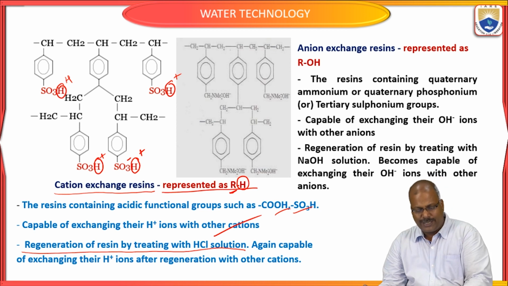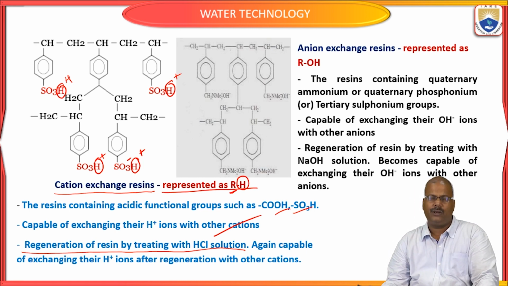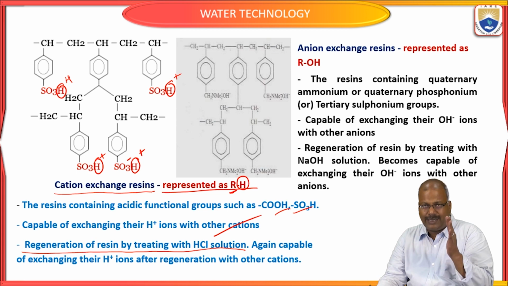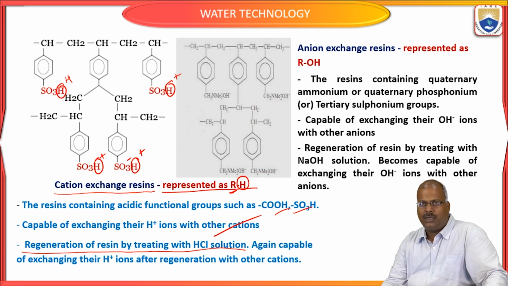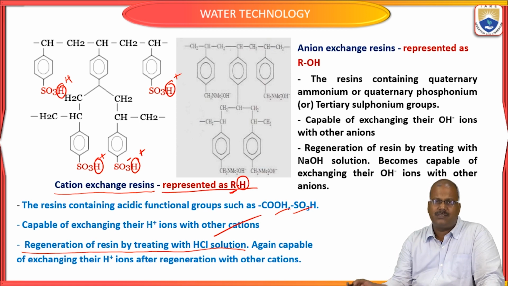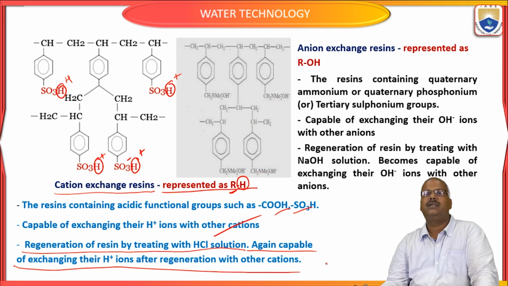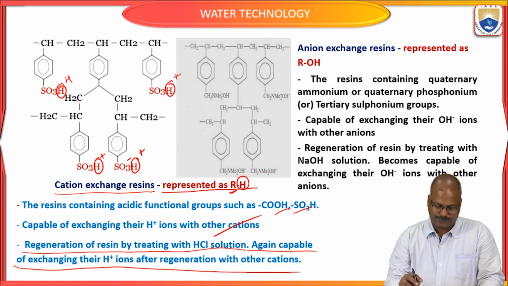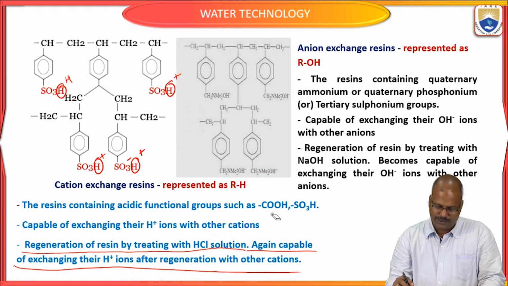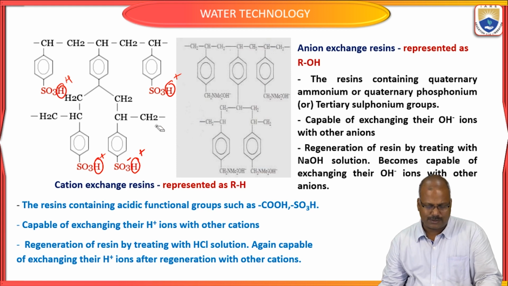So what happens again? H plus ion will come in the same position, and all cations will be taken out, and they are formed as calcium chloride salt. They get soluble, and we can remove that. So once this regeneration is done, the resin is again capable of exchanging its H plus ions with cations. Okay. So this is the cation exchange resin.